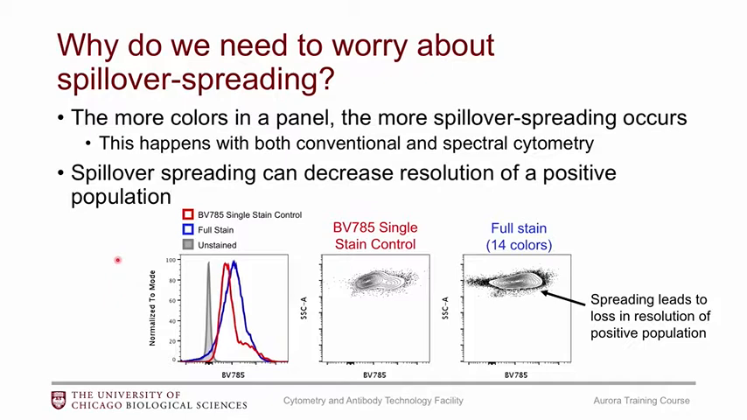So keep in mind that the more fluorophores you have in a panel, the more you see the spreading error. Again, both in conventional and spectral flow cytometry. And what happens is we have an example here where we have a single stain for BV785. We have a nice positive population and a negative population. But when I added in 13 more colors to the panel, I've now lost the resolution of my population. I can't gate that population that was nice and clear in the single stain. So this spreading error is causing me to not be able to gate on my population of interest.